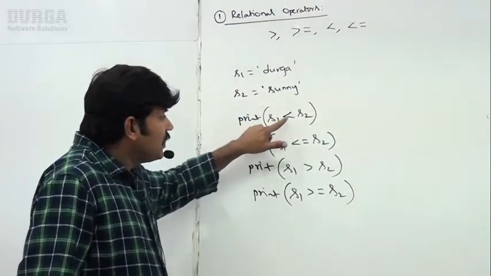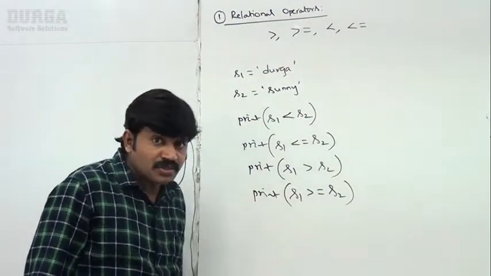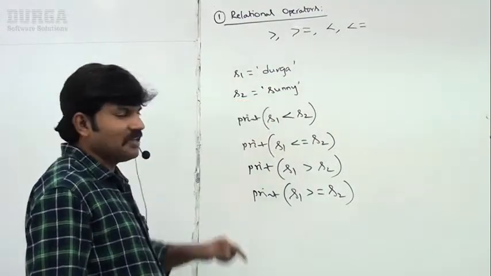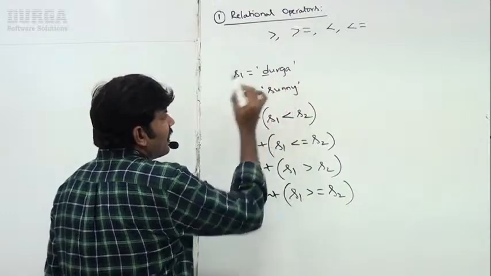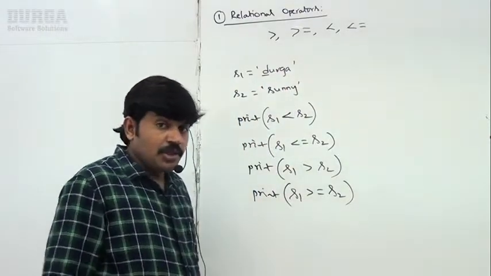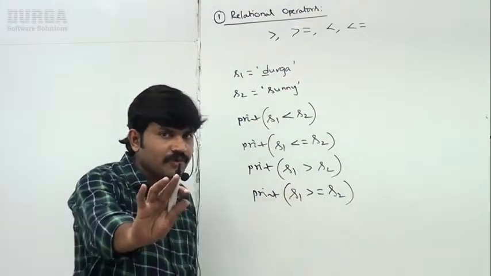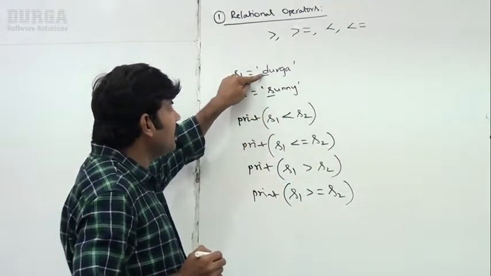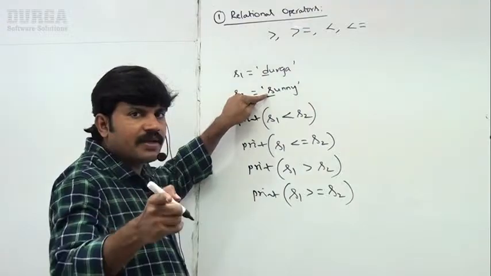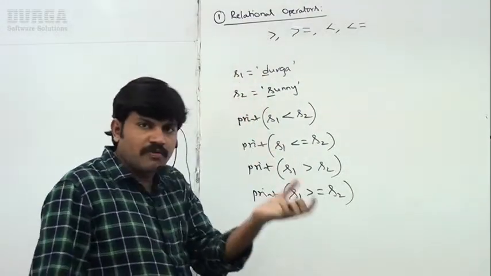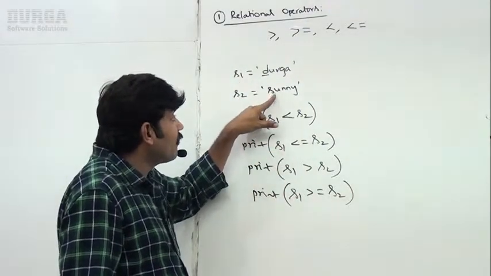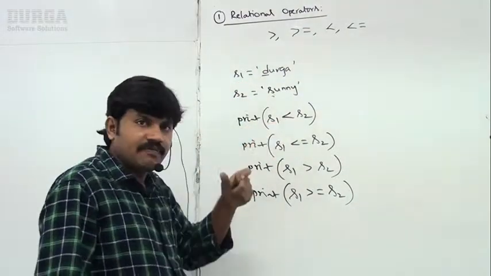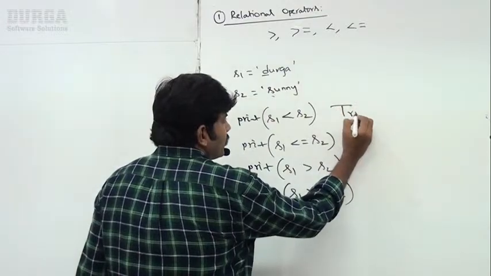So S1 less than S2, what is the answer? Durga less than Sunny. First I will compare the Unicode value of the first character. If the first character alone decides, then we are not required to worry about the second character. So the Unicode value of the first character D and the Unicode value of S. Definitely the Unicode value of small d is a smaller value when compared with the Unicode value of S. That's why the first one, Durga is less than Sunny, is perfectly valid. True is the answer.